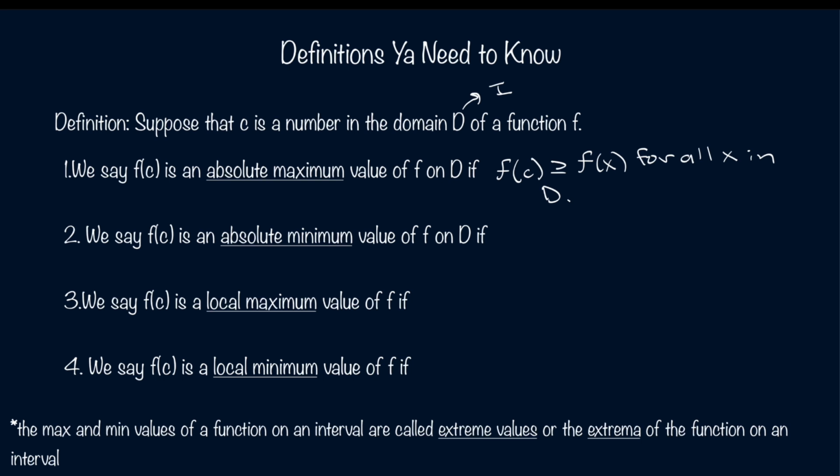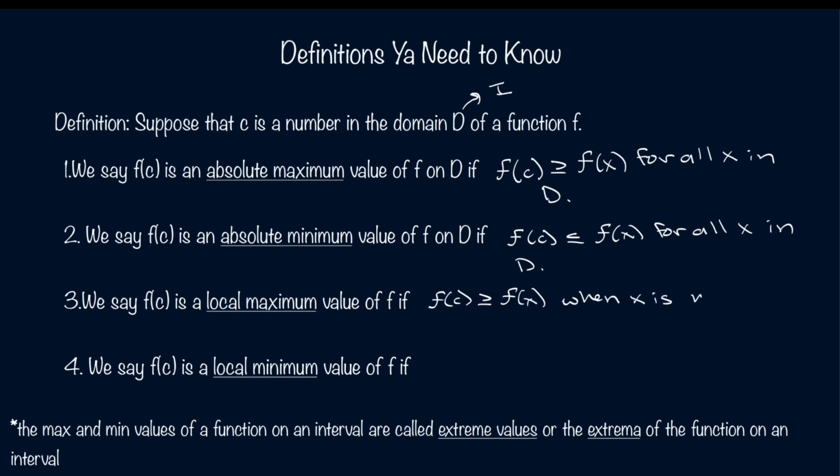Second, we say f of c is an absolute minimum value of f on D if f of c is less than or equal to f of x for all x in D. Third, we say that f of c is a local maximum value of f if f of c is greater than or equal to f of x when x is near c.